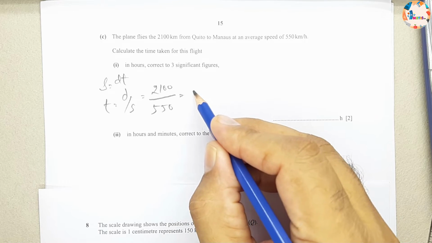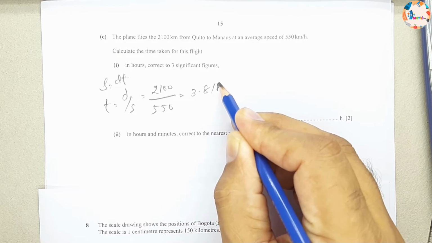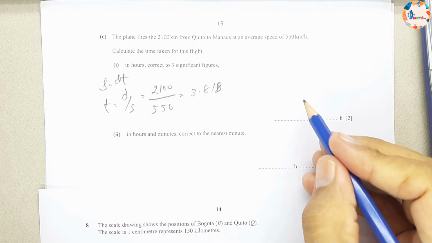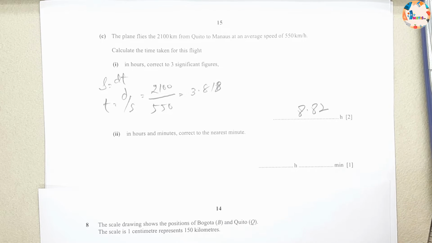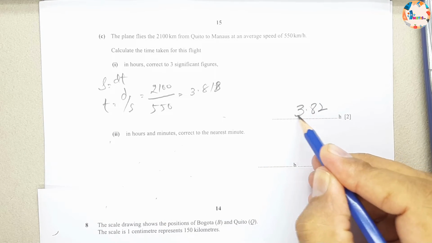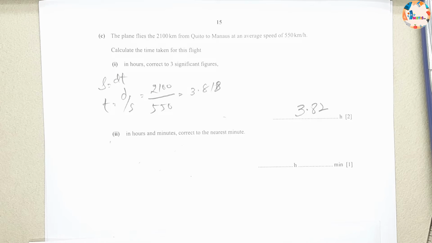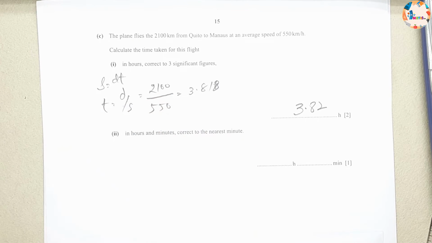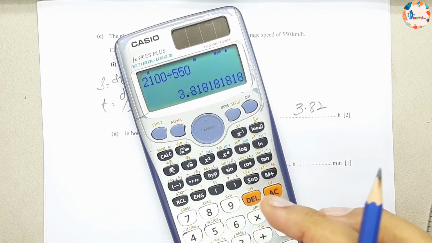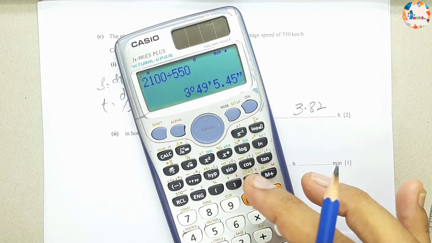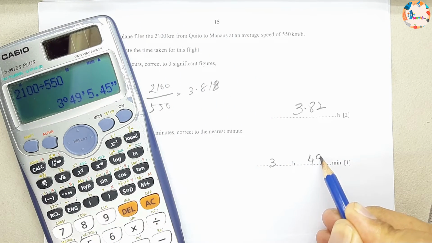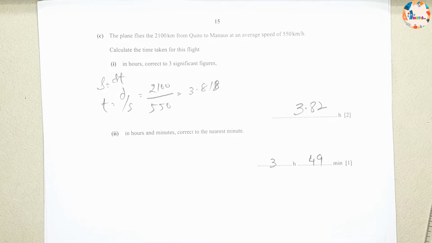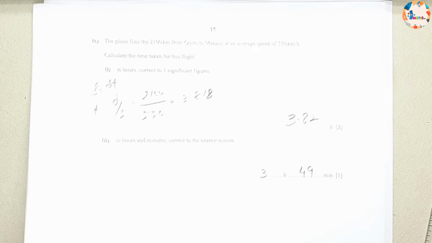3.818, or we can round it to 3.82. Oh sorry, 3.82, I have written 8.82, so we can rectify this as 3.82. In hours and minutes, correct to nearest minutes. So we will just press this button to check hours and minutes. This will be 3 hours and 49 minutes. That's all. So this is also done. Now question number 9.